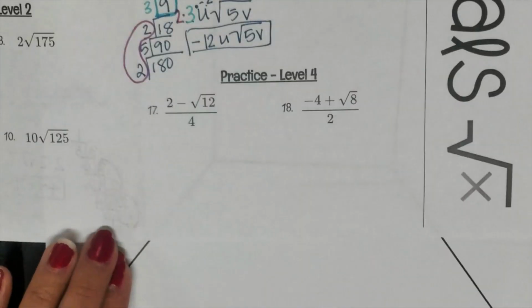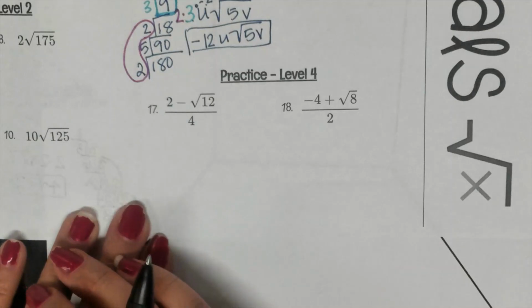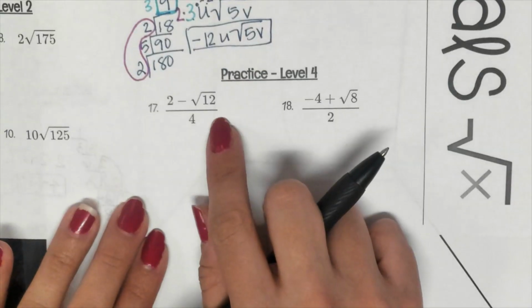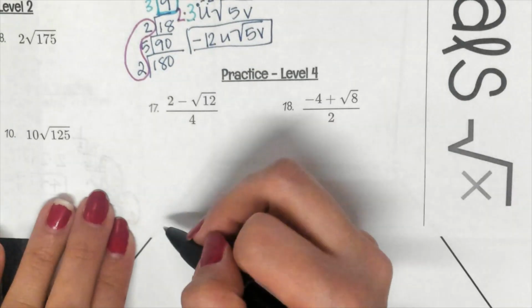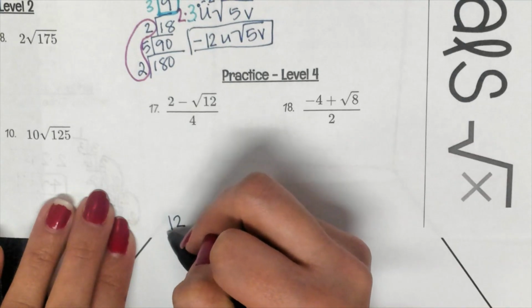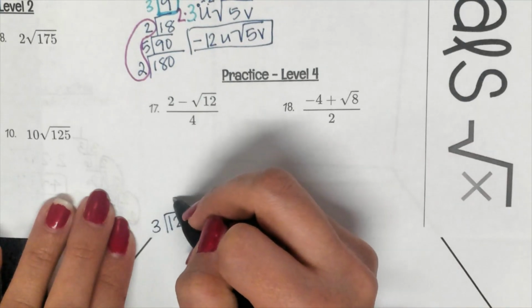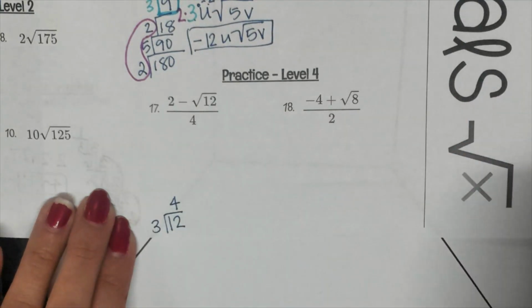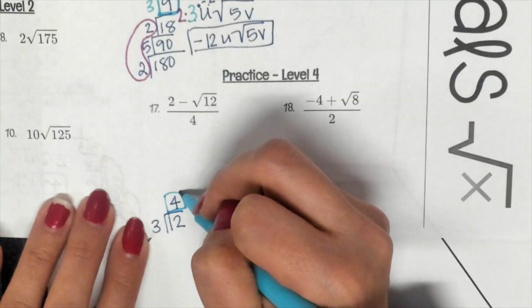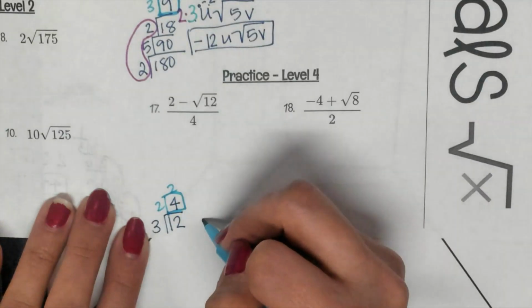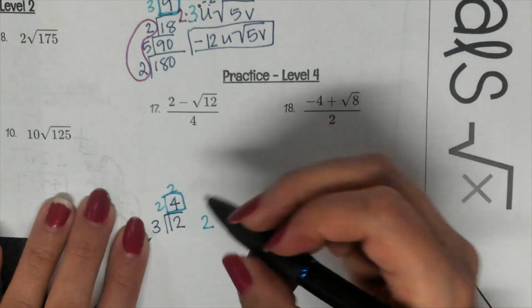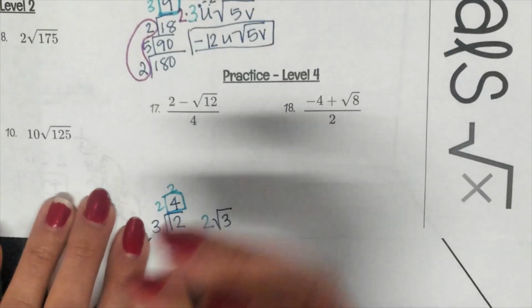Final level. Putting it all together with stuff we've already done. Ish. So 12, square root of 12. I know 3 and 4. And I went straight there because 4 is a perfect square. That's 2 times 2. So we have 2 square roots of 3.